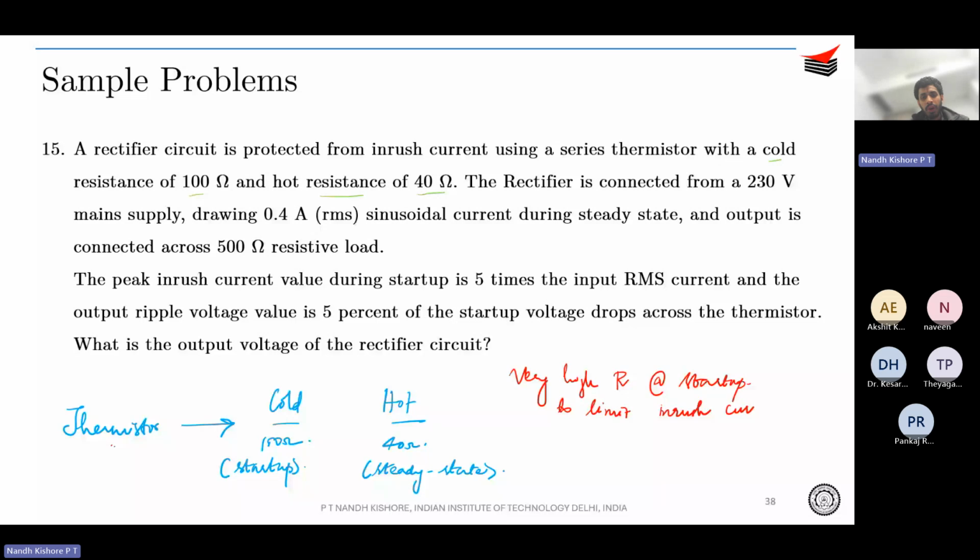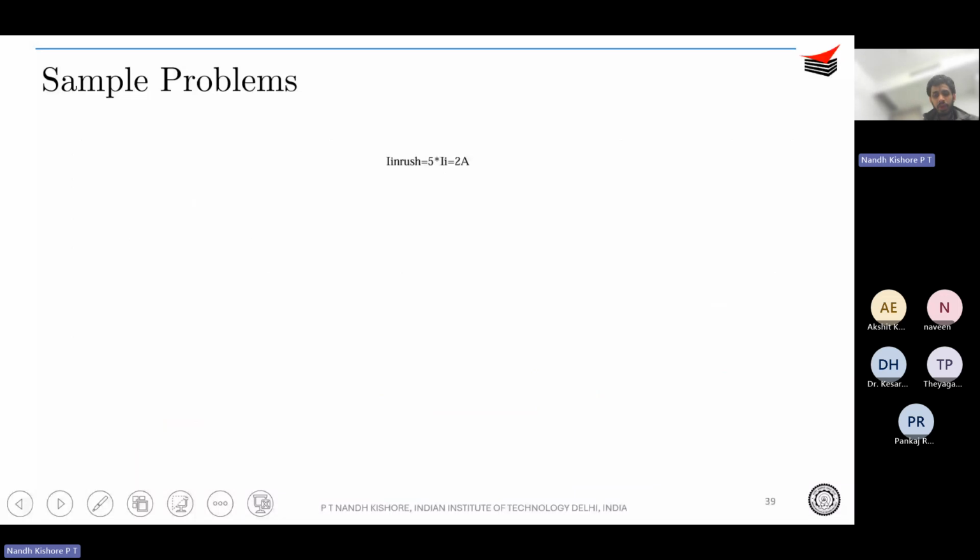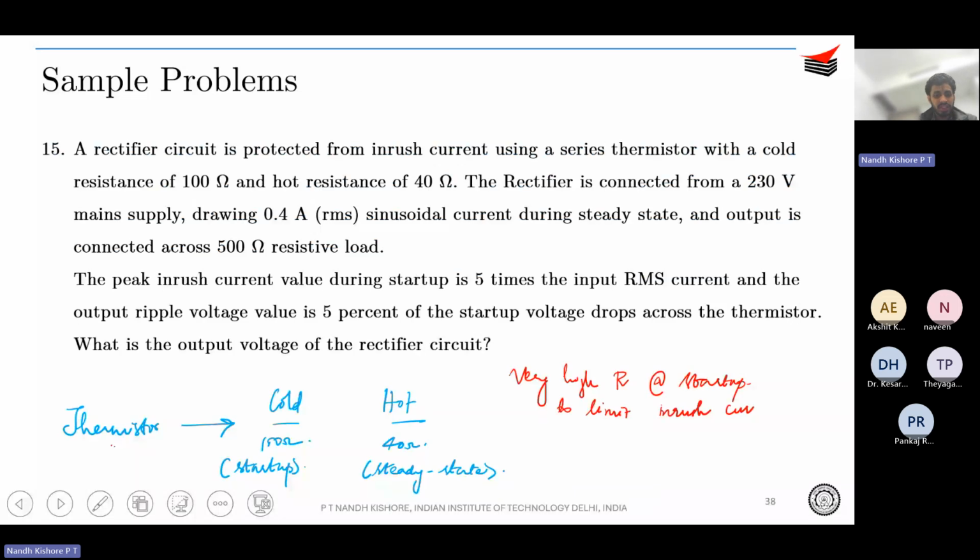What is the output voltage of the rectifier circuit? Of course you need to account for the drop. Once again, we cannot forget that. So I will just take a new slide.